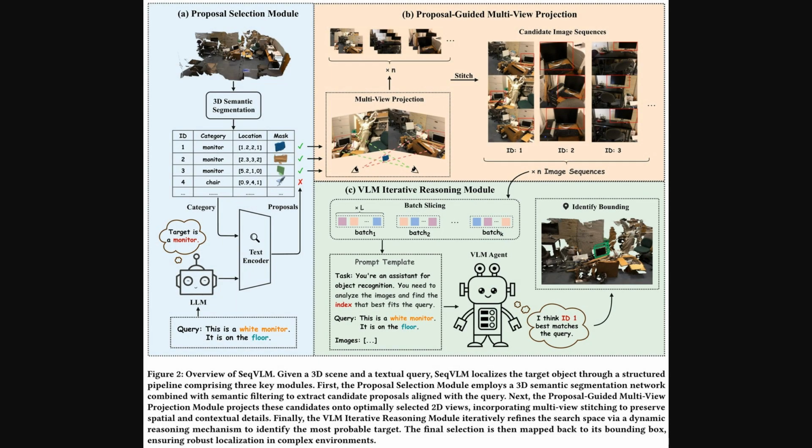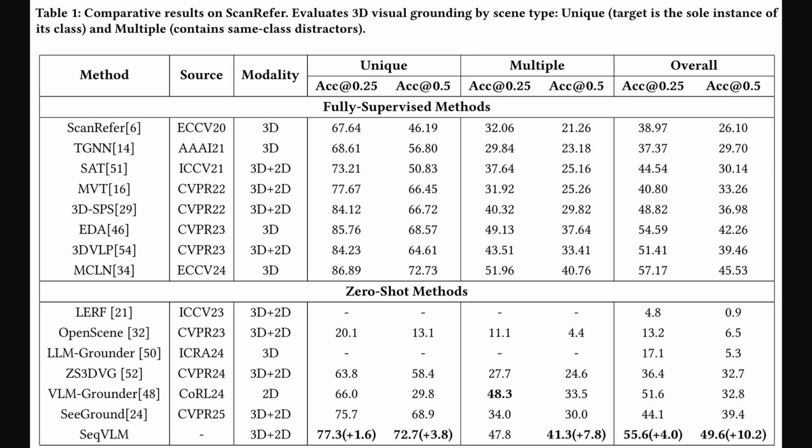The multi-view stitching preserves spatial relationships and reduces occlusion errors. Okay, the previous figure contrasted single-view baselines with the candidate-driven multi-view idea. Figure 2 shows the full pipeline end-to-end, which matters because each stage trims ambiguity before the visual language model decides. Panel A filters 3D instance proposals using confidence and text similarity. Panel B projects each candidate into multiple real images, selects the largest views, and stitches them as sequences. Panel C slices sequences into batches, so the agent can iteratively pick the best matching proposal and return its 3D box.